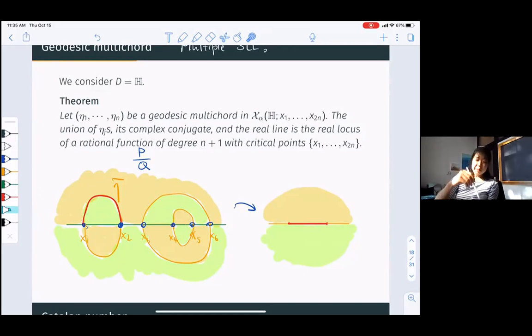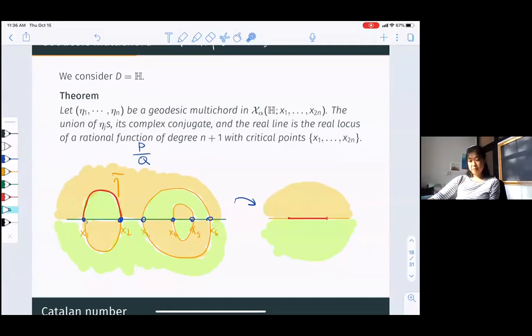Most of the time it is locally always 1-to-1, apart from at those points here, where it would be 2-to-1. That is what critical points mean. Its degree n+1 says that if you look at a generic point here, and count how many pre-images it has, it has 1, 2, 3, 4. It has 4 pre-images. This is the degree of this rational function.